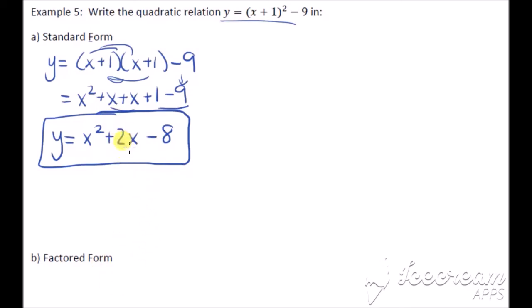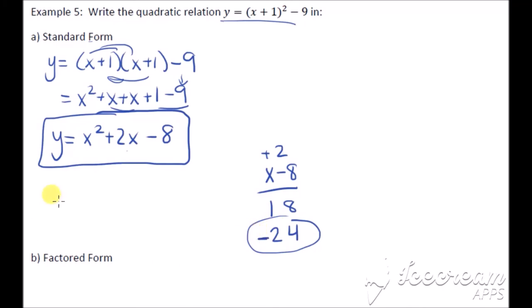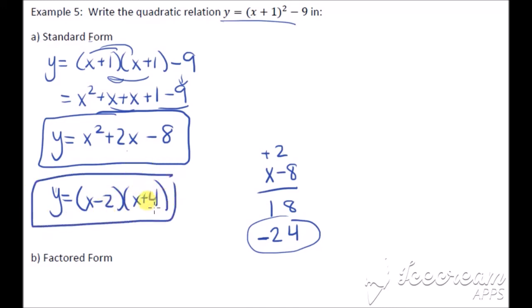Now factored form. We take this equation in standard form and find two numbers that multiply to negative 8 and add to 2. The factors of 8 are 1 and 8, 2 and 4. So 2 and 4 are going to add to 2, and the negative is going to be on the 2. So y equals (x minus 2)(x plus 4) would be our factored form. Again, going from vertex form, we have to go to the middleman, which is standard form, and then to factored form.